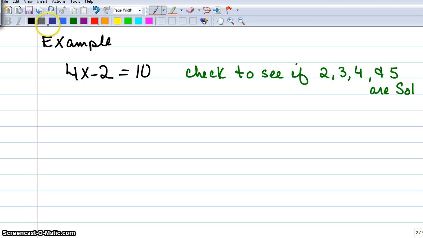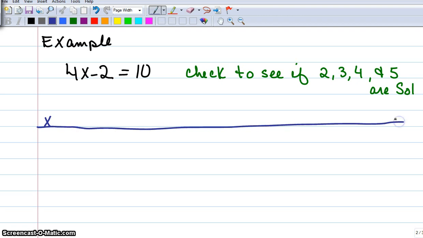Okay, so let's set this one up. I'm going to set up a little chart. So I'm going to have my x, my equation, which is 4x minus 2 is equal to 10, I'm going to have my result, and then my conclusion.